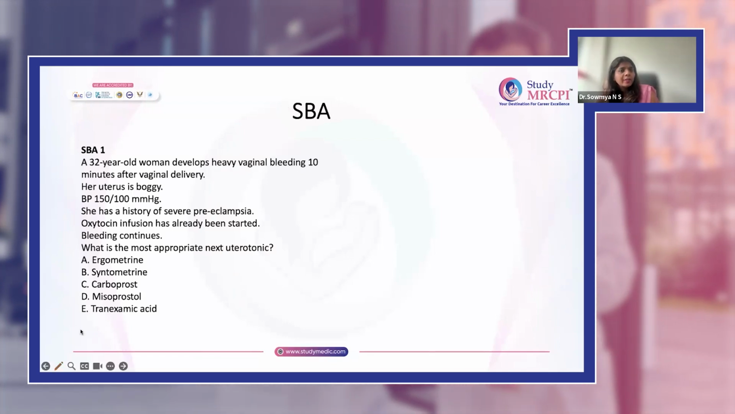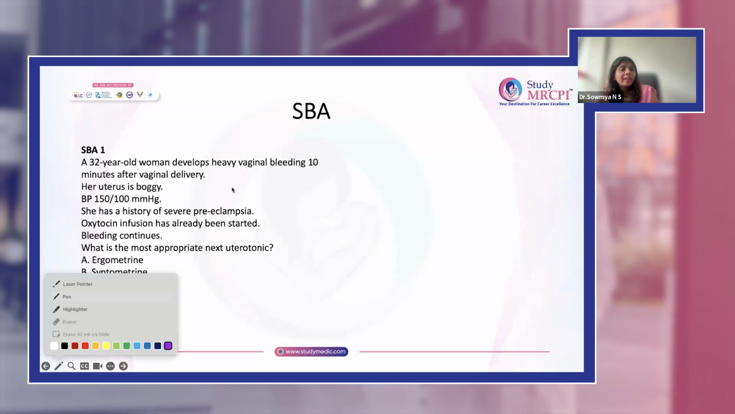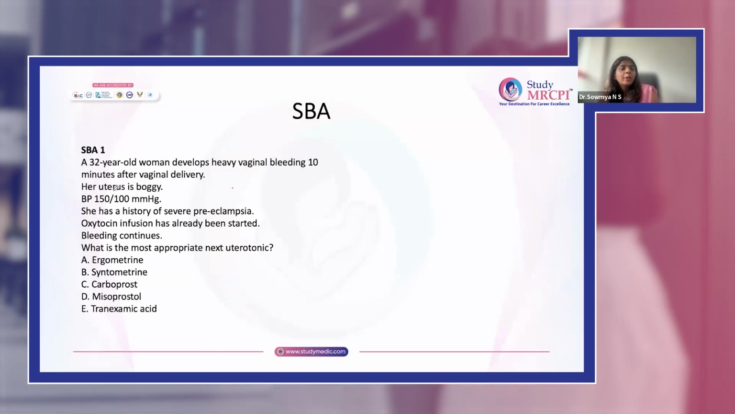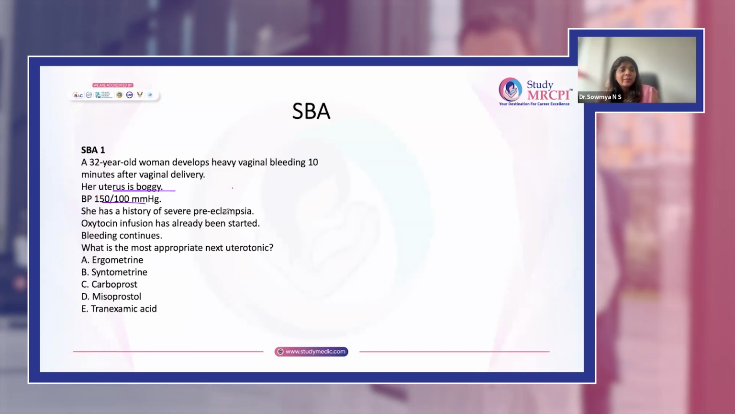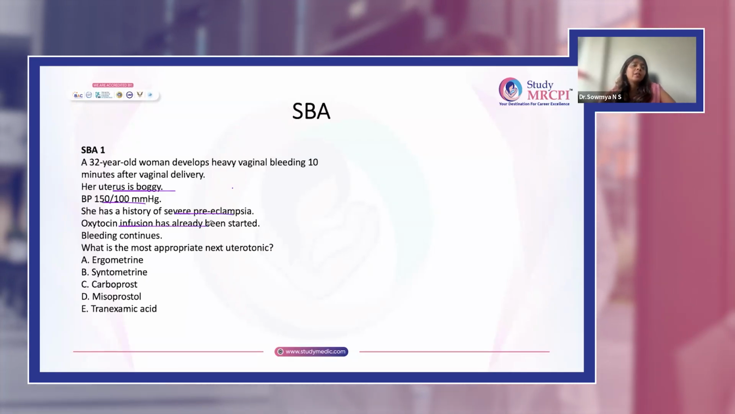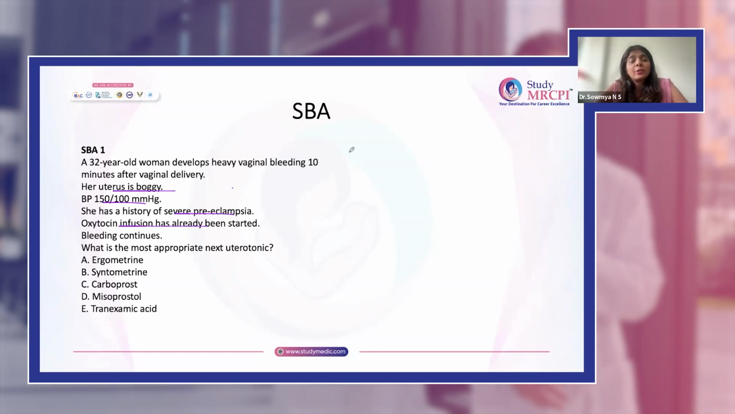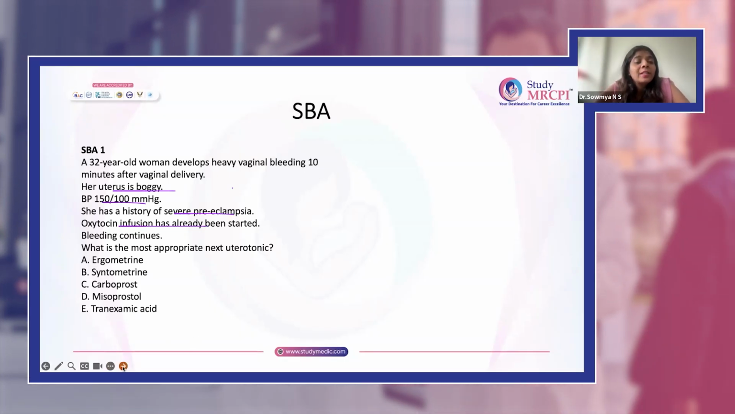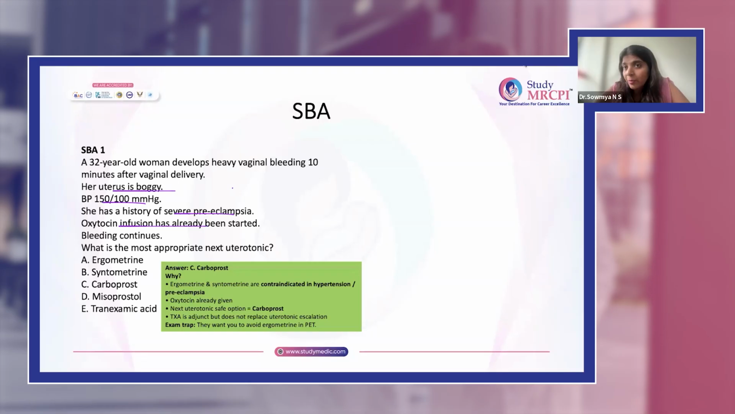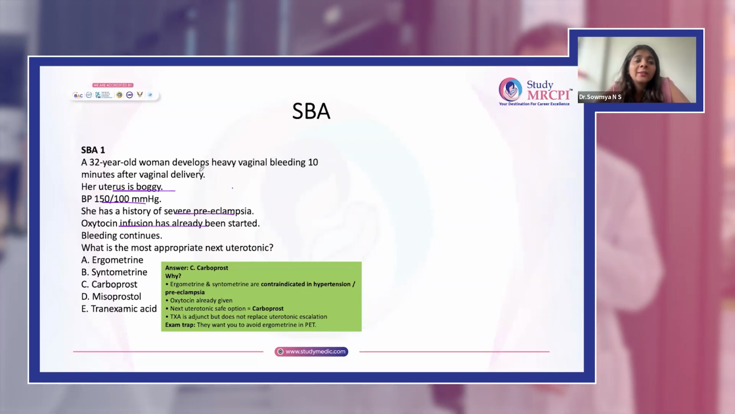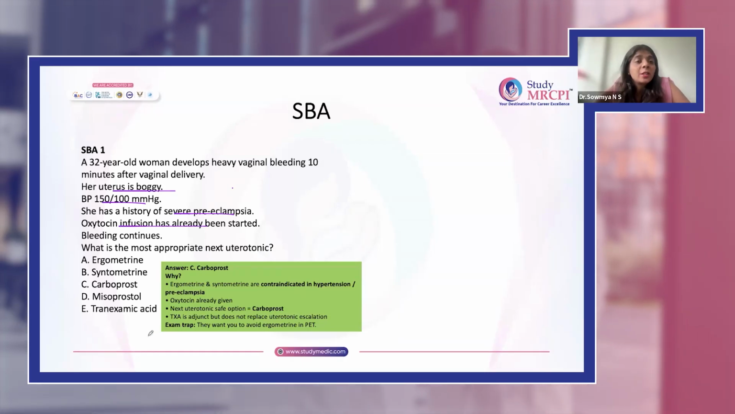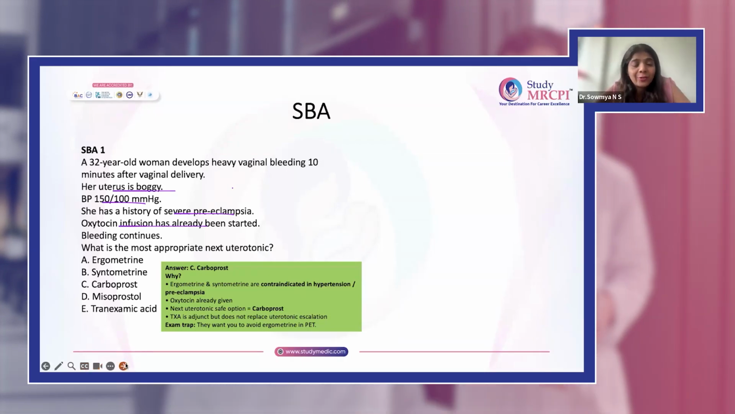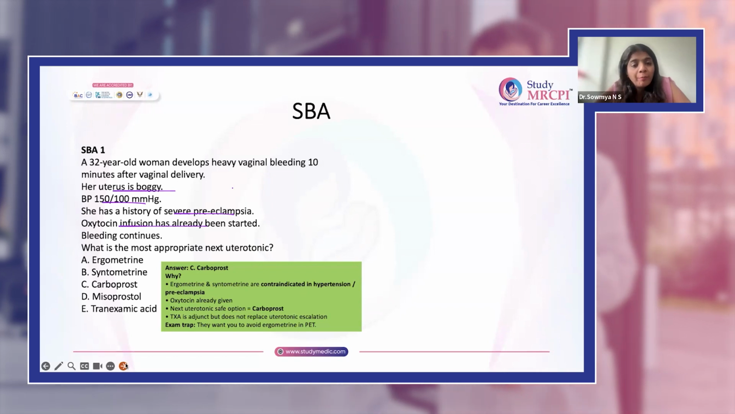A 30-year-old woman develops heavy vaginal bleeding 10 minutes after the vaginal delivery. Uterus is boggy, so we are dealing with atonic uterus. Blood pressure 150/100, severe preeclampsia. Oxytocin infusion has already been started. So obviously, the next best choice would be carboprost, because you cannot give ergometrine, and tranexamic acid at this point of time might not be the best uterotonic. If you want, you could give it as an adjunct, which could have been given before. Okay.